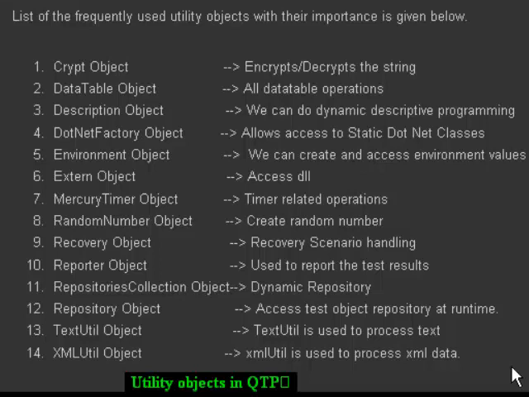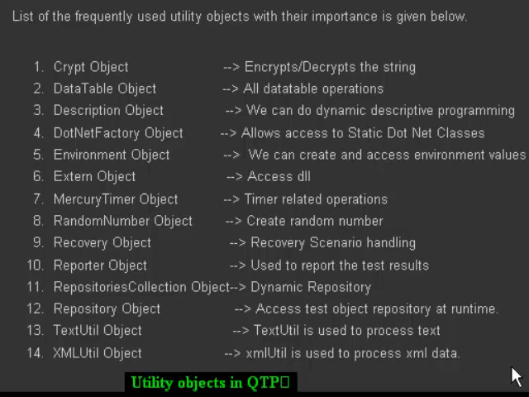Another object that is very important is the DotNetFactory object. Now the DotNetFactory object is a very important object that can be used to create the .NET object of the class that is declared in the .NET assembly. It allows access to the static .NET classes. So static classes means such classes whose objects cannot be created, we can use those classes and their members as they are. So we can use those classes using the DotNetFactory object.